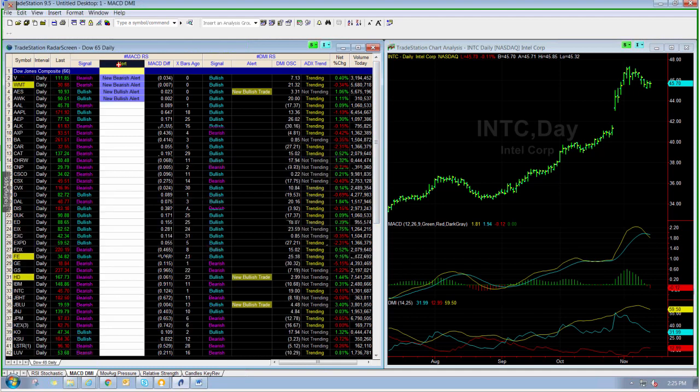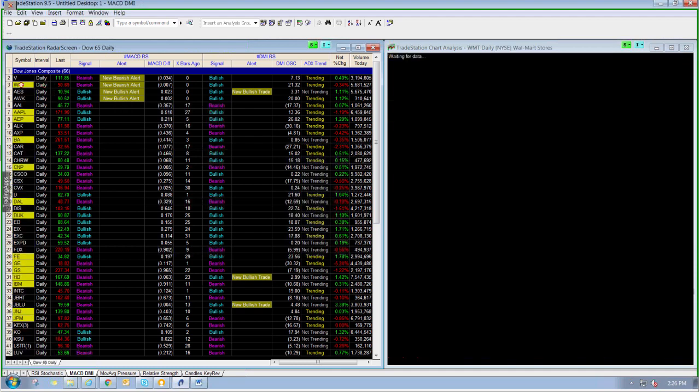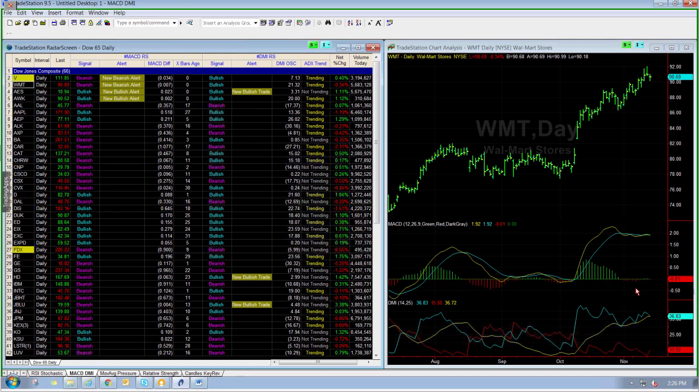If I sort on alert, I can see those symbols that are alerting for MACD right now on a daily bar. So if we look at Walmart here, we see we've got a new bearish alert in Walmart. And we can see that MACD indicator and look at that in context. So MACD is kind of flattened out here. So we're probably in a little bit of a consolidation, so we're going to kind of look for a breakout. So I'm not sure that I would take that particular trade, but it's a great way of finding those kinds of opportunities. Take a look at the MACD indicator.